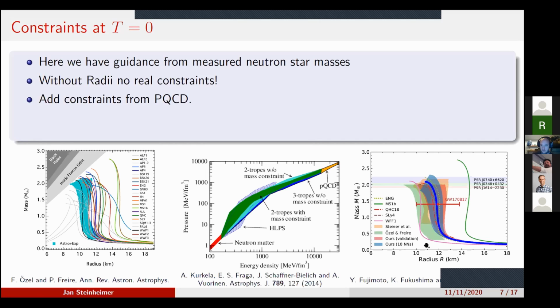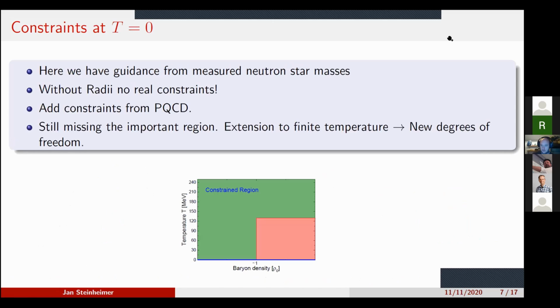And also there was some work where people tried to extract, from very few combined measurements of mass and radius, something like a most likely equation of state at T equals 0. And this is actually already a good constraint.